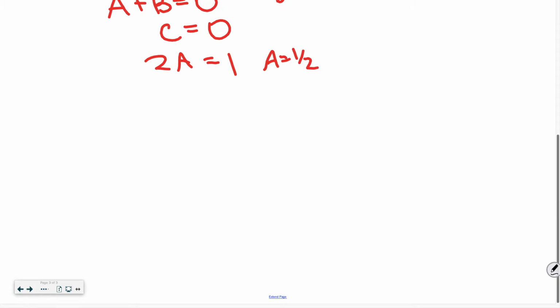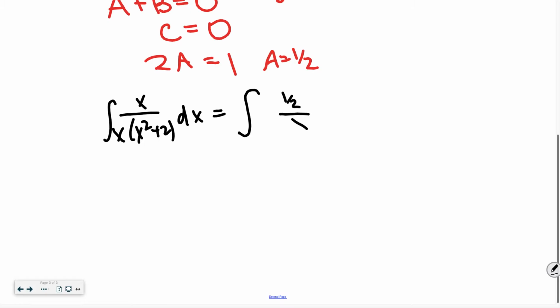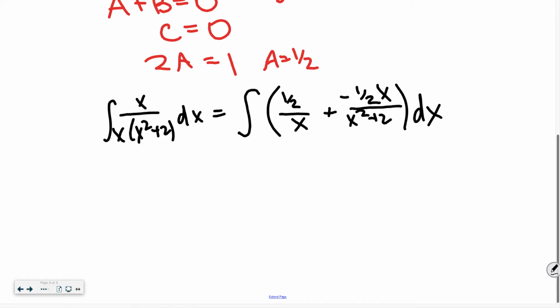Okay, so what we have, the integral of x over x times x squared plus 2 dx becomes the integral, let's see, we have 1/2 over x. Wouldn't that just be 1/2x? Yes. Either way is fine. Is it okay that I just keep it like this for right now? Yeah. Plus negative 1/2 over x squared plus 2. Well, it's negative 1/2 x. Yeah, because that was the B, and then there's no C.